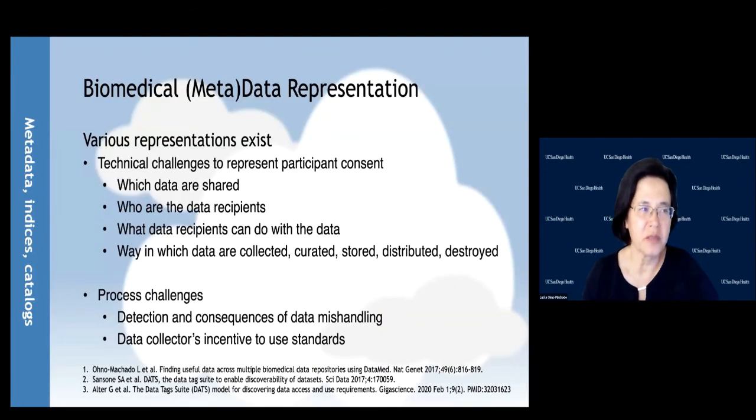What is involved? Well, first, metadata needs to be harmonized, and it needs to be represented in a common format. Various representations exist, and I'll focus this talk more on technical challenges to represent participant consent. Which data are shared, who are the data recipients, what data recipients can do with the data, the way in which data are collected, curated, stored, distributed, and destroyed. These are all items that, if we want to streamline access and make this more automated, will need to be discussed. Also process challenges: detection and consequences of data mishandling, data collectors' incentive to use data standards. We're all part of an ecosystem of data that needs to consider everything, not only how to index those data.